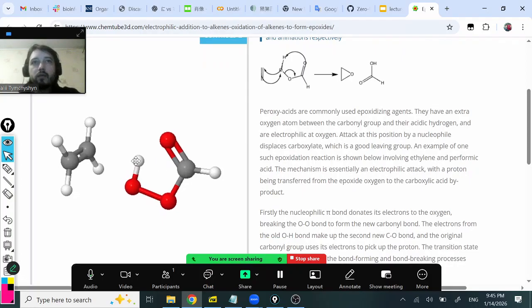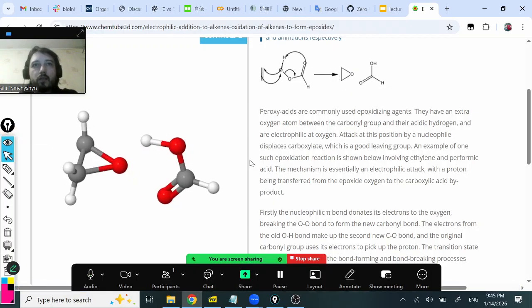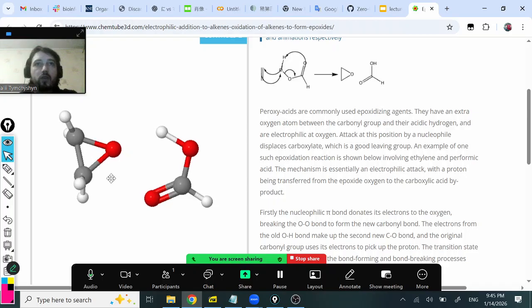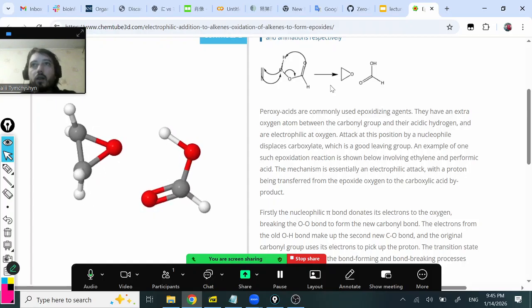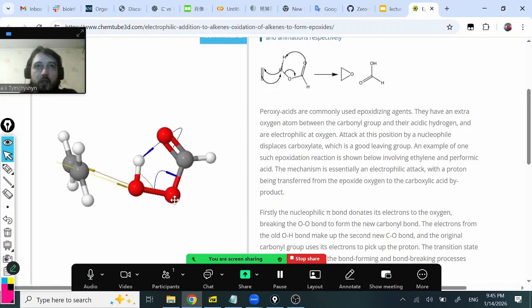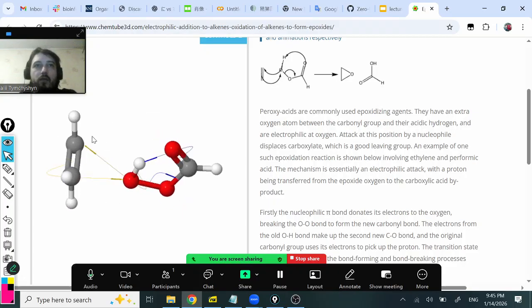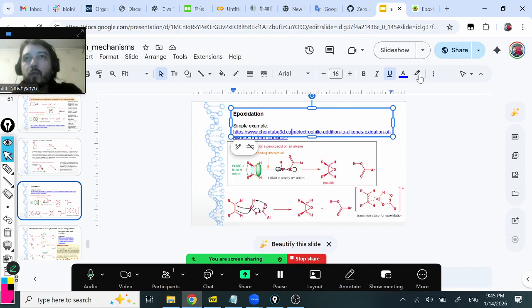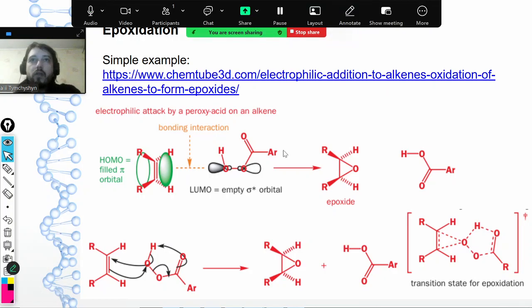So here we have this sort of attack. So here you see what happens. Here we have an epoxide formed. So this is an oxygen atom connected to 2 carbon atoms. Here we have a really strained ring, but that's how it works. Here we have electron density. Let me show you in here to see all these orbitals.